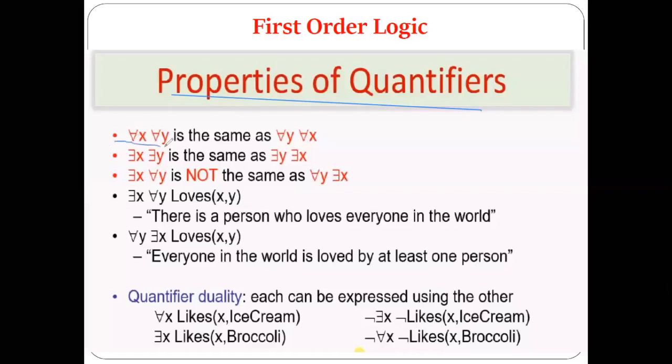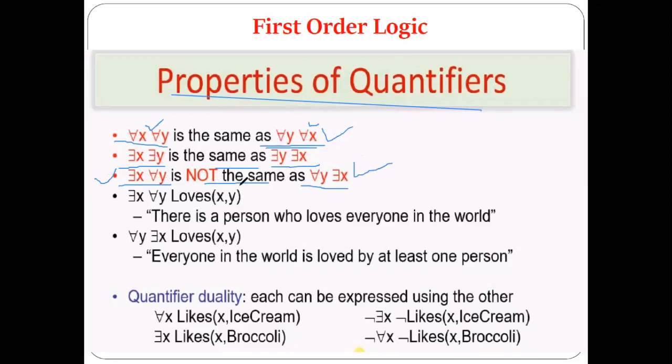The first property you can see here: if there is all x all y, then it is the same as all y all x. I hope this is understandable. A 2 marks question can be asked on the properties of the quantifiers. Then if there is some x some y, it is also the same as some y some x. The third property is some x all y, and it is not the same as all y some x. This is important to discuss here.